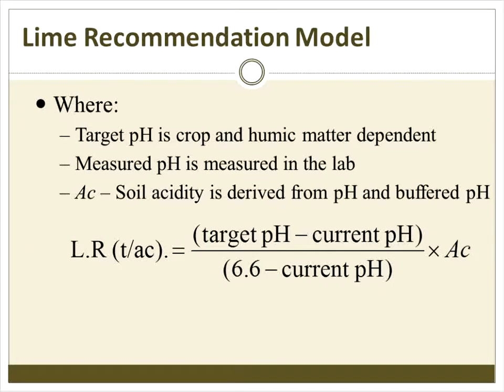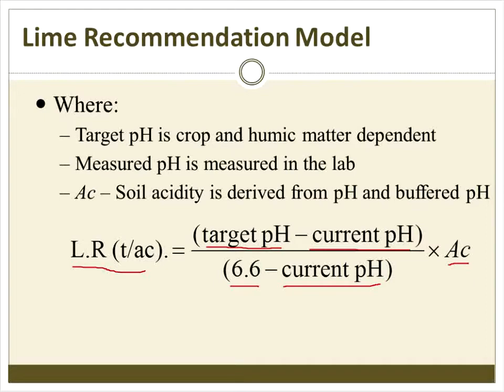So let's work through an example, and this is the North Carolina lime recommendation model here. The way this thing works is your lime recommendation in tons per acre is a function of your target pH minus your current pH. Oops, boy, that was a bad looking line. All right, so let's go back. Your target pH minus your current pH divided by 6.6 minus your current pH times this thing called AC. What the heck is this?